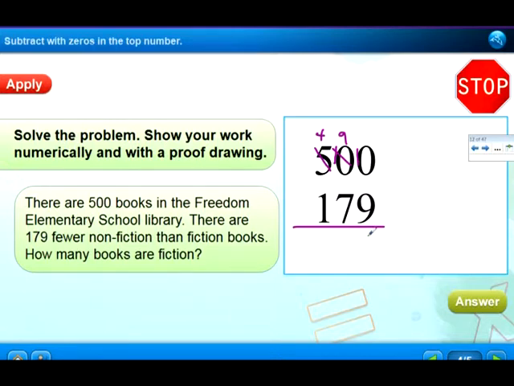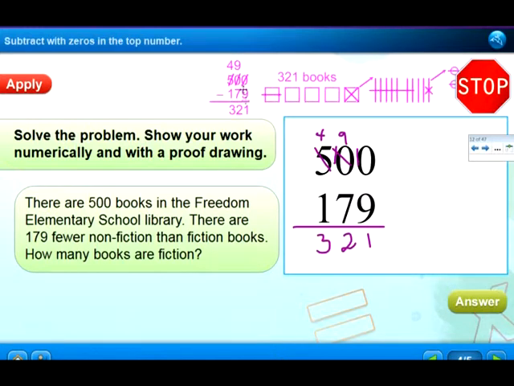10 minus 9 is 1. 9 minus 7 is 2. 4 minus 1 is 3. Let's check our answer. Our answer is 321 books. And notice, we did it correctly. And there's a better way to do the proof drawing.